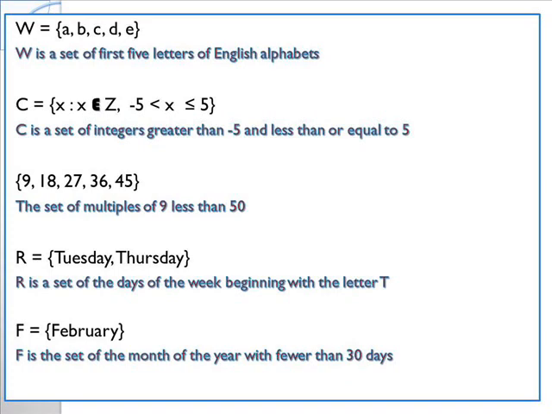Then finally, we have F = {February}. We can describe the set by using words. F is the set of the months of the year with fewer than 30 days. Or we can also write F is the set of the months of the year with 28 or 29 days.